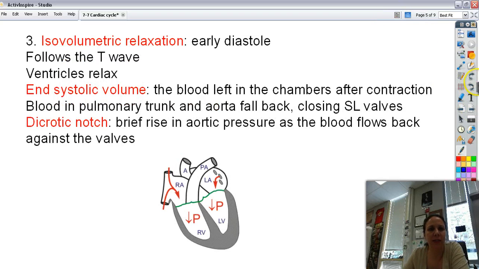Okay, the next phase is isovolumetric relaxation. I can't talk. And so what happens here, this is early diastole, so early resting. This follows right after the T wave.